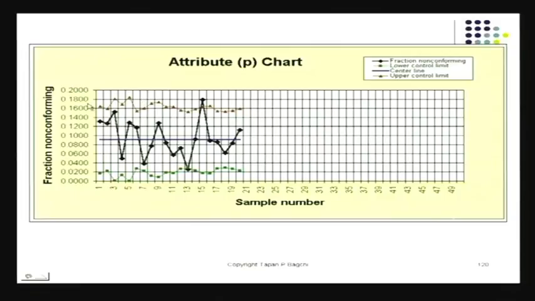And notice here something that I did not show you earlier. Notice the variable width of the control limits. And can you guess why it is this way? Because the P chart, the control limits of the P chart has this N in the denominator.